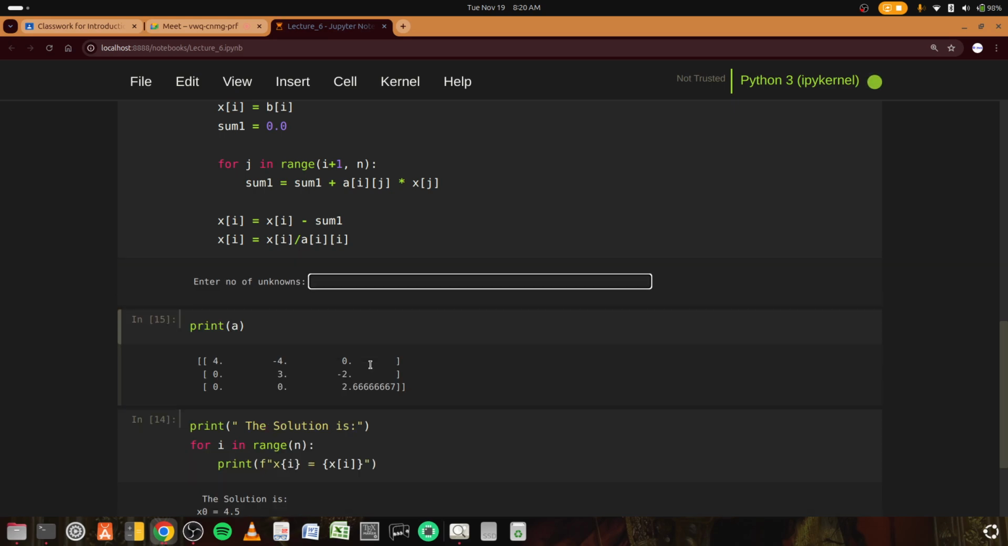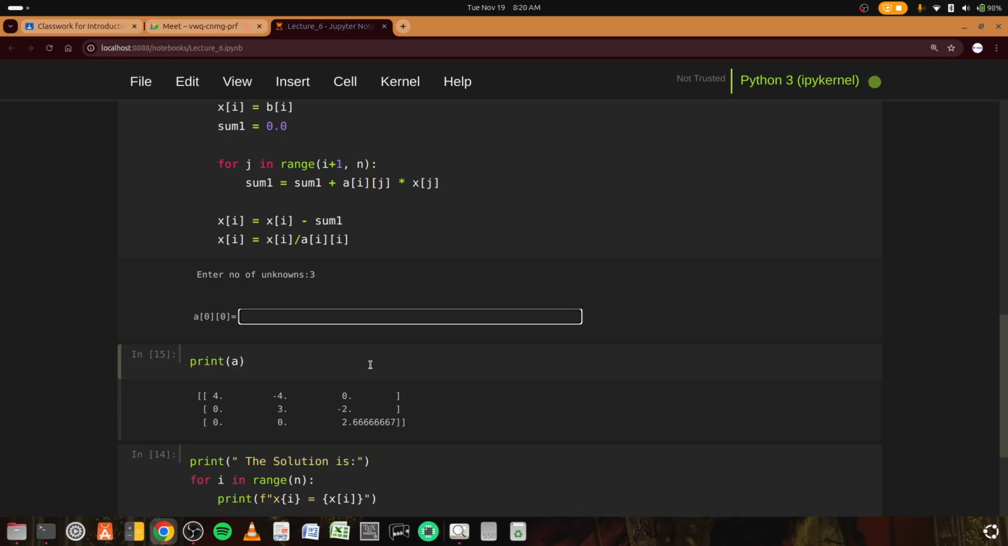So here I am inputting the number of unknowns as 3, x1, x2, x3. Then let's input all the elements of the coefficient matrix. Here I am inputting all the coefficients from the last problem we did in the previous class, right? So if you have your note, you can see what those elements are.